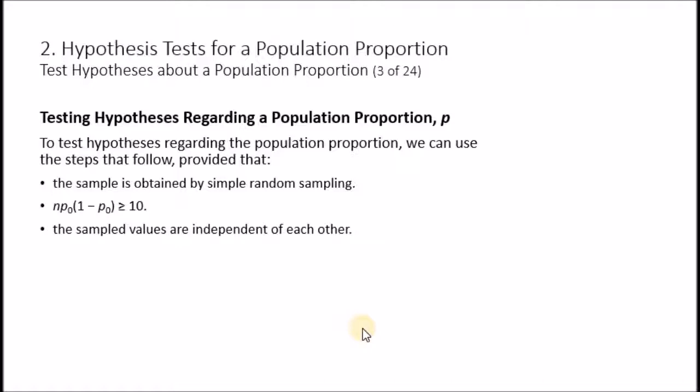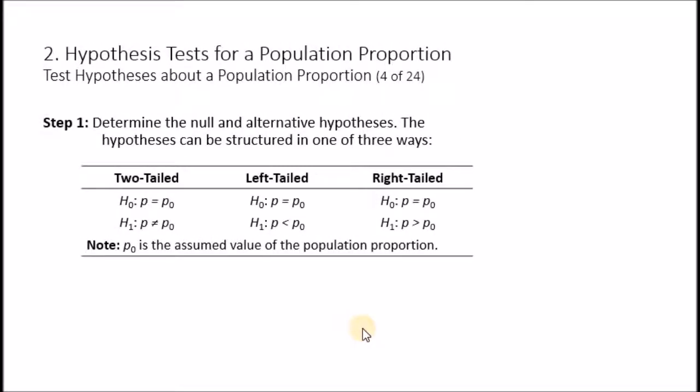In simple steps, what should we do to test hypotheses regarding the population proportion? To do that, we're going to use the following steps. One, the sample is obtained by simple random sampling. Next, we will check for normality. The sample values are independent of each other. We have three cases: two-tailed test, left-tailed test, and right-tailed test.